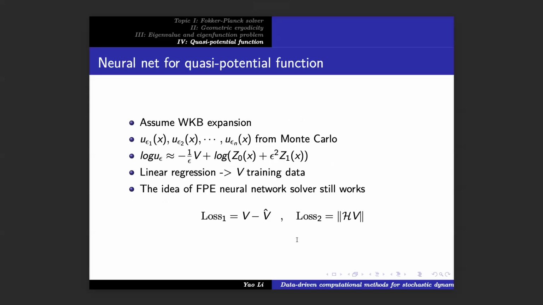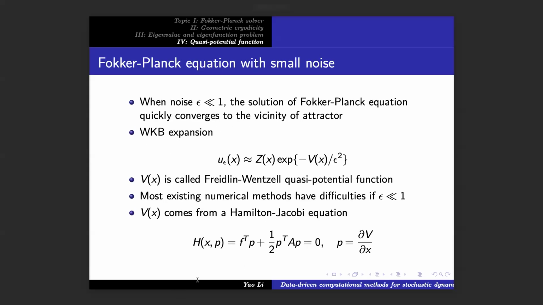Okay, then the question is how can we get v and z? We know that v satisfies a Hamilton-Jacobi equation, and if you do a lot more calculation, you will see that the leading term of z also satisfies a transport equation. But the question is, if you just train the neural network on these equations, you will most likely get the zero solution, because in both cases zero is a solution. Which means you still need some data to tell the neural network where you are.